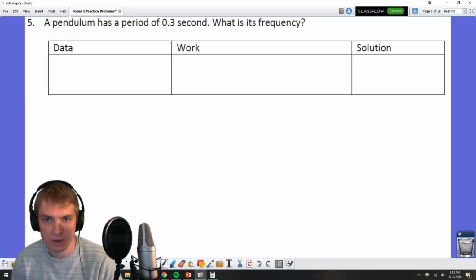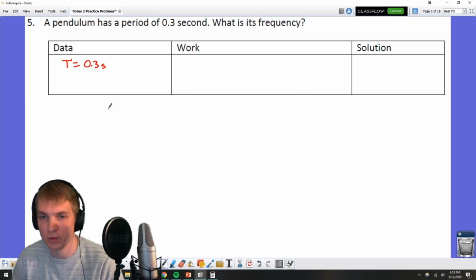Moving on to number 5. A pendulum has a period of 0.3 seconds. What is the frequency? So we know that the period now is going to be 0.3 seconds. What is the frequency? That's what they're asking. And we know the relationship from the previous problem, that frequency is equal to 1 over T.